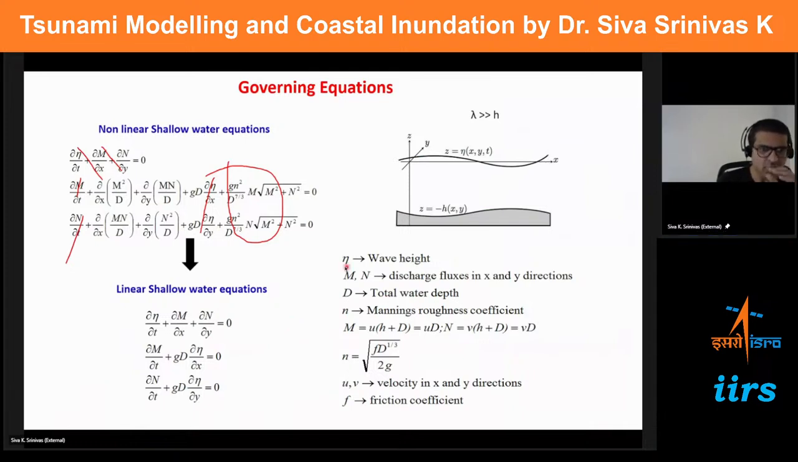Now, when we're looking at these equations, the unknowns we have here, the interest is to calculate wave height eta, and calculate M and N. They are the discharge fluxes, nothing but velocity u and v components on the free surface. Also here we have n. n is the bottom friction, which we need to provide, which varies depending on the area.